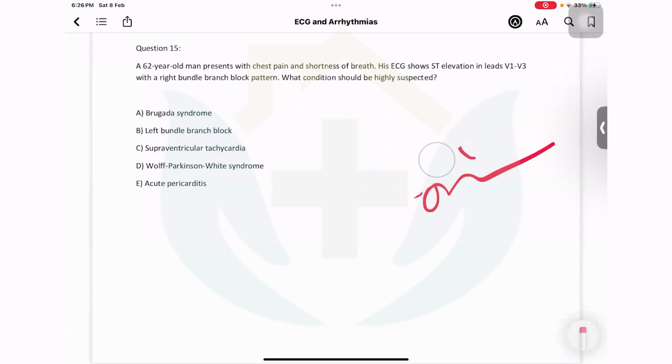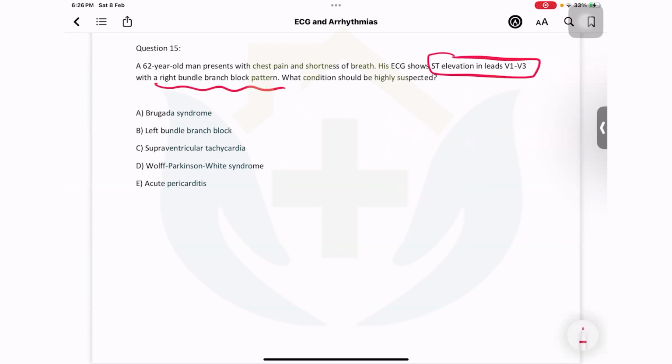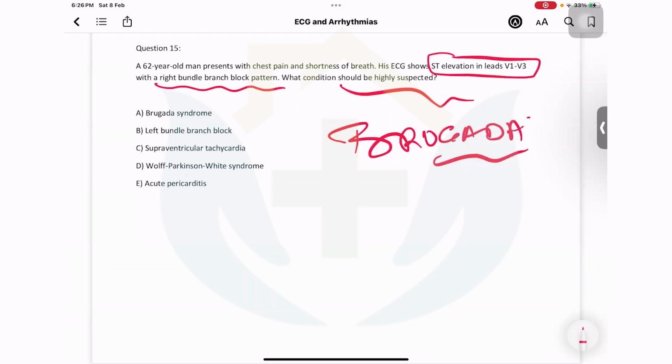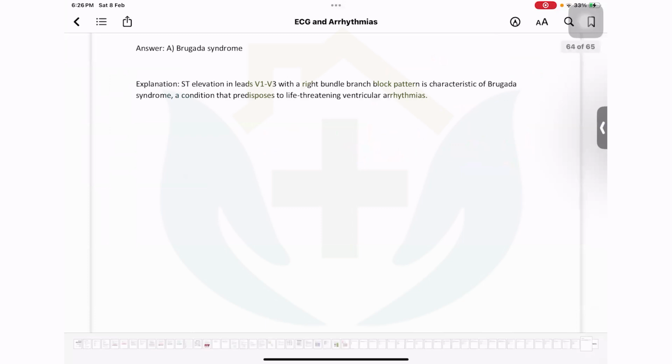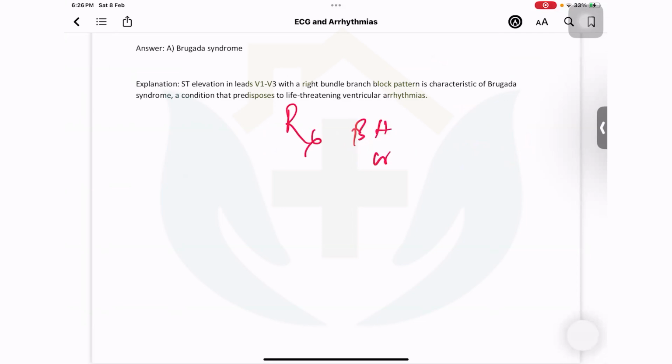A 62-year-old man comes with chest pain, shortness of breath. ECG shows ST elevation in V1 to V3, RBBB pattern. What condition is it? Brugada syndrome. Very good. Now the students are very fast in identifying Brugada. Very good. And what will be the treatment? Beta blocker. Or? ICD. ICD.